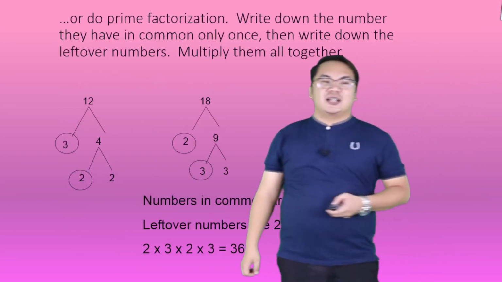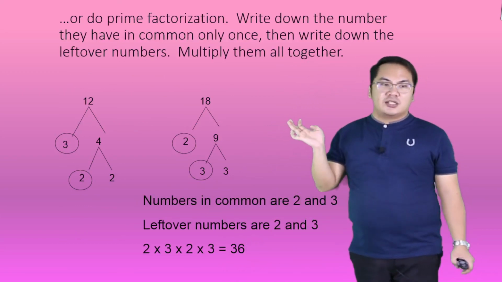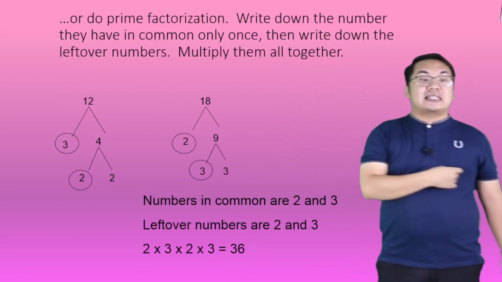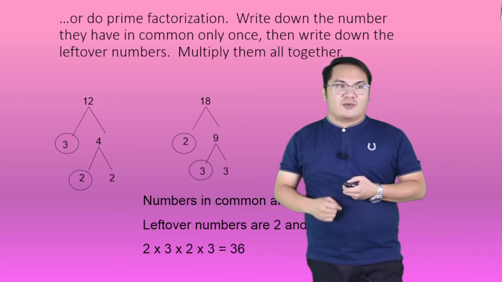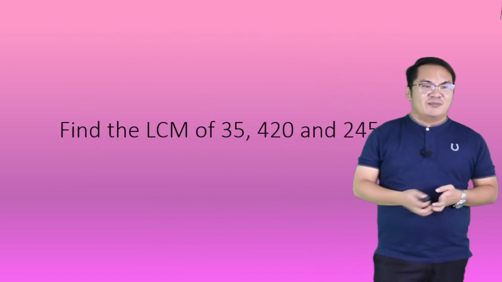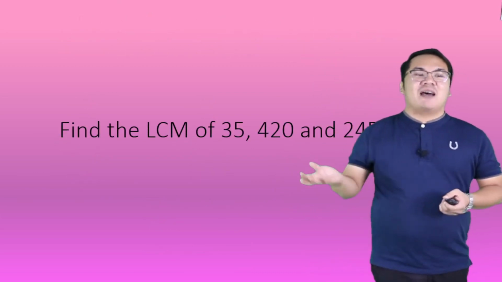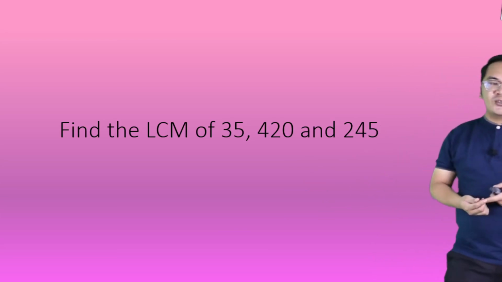Very good. So let's have this one. Or do the prime factorization. This is the process also, the prime factorization. It's still the same. 2 times 3 times 2 times 3 equals 36. See? Alright. Good to hear. Let's move on. Alright, let's have an example. Find the LCM of 35, 420, and 245.